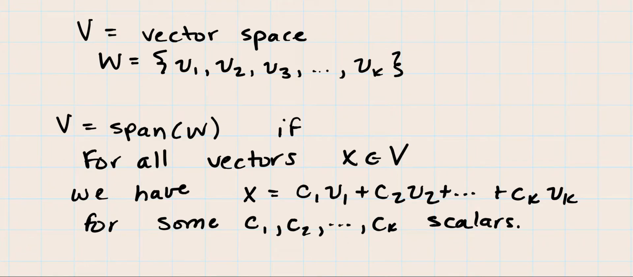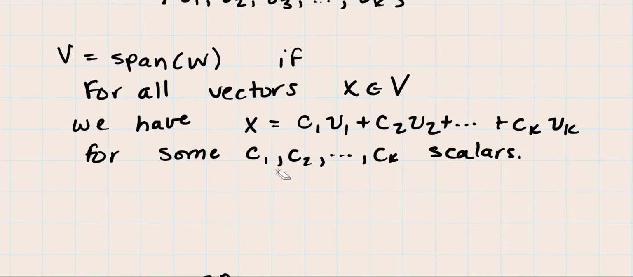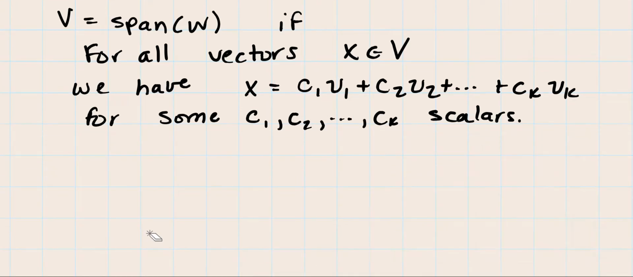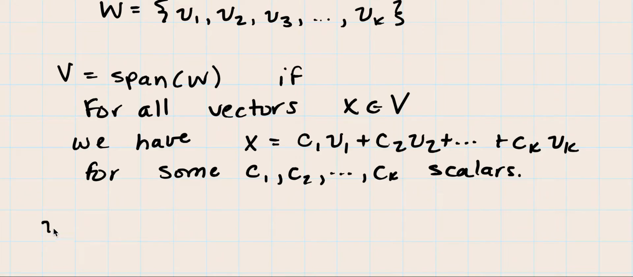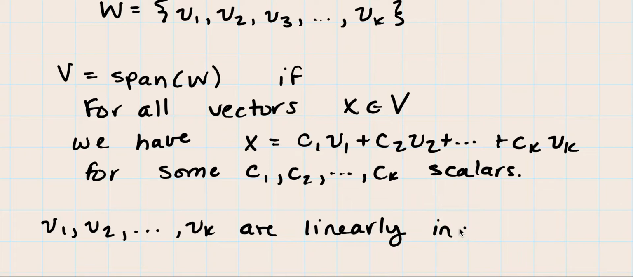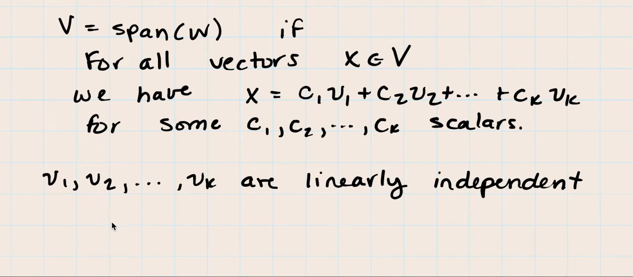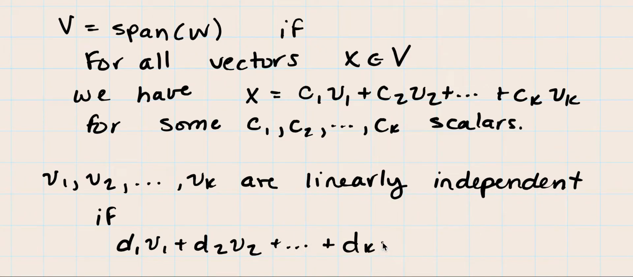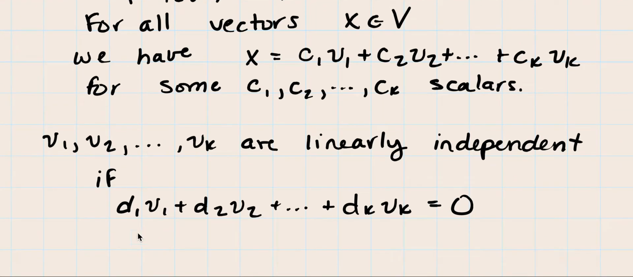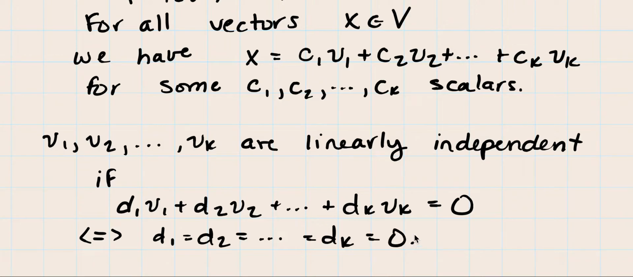We said that the vectors in W are linearly independent. So V1, V2, all the way to VK are linearly independent if there exist D1, D2, all the way to DK such that D1V1 plus D2V2 all the way to DKVK is equal to 0 if and only if D1 is equal to D2, which is equal to DK, is equal to 0. So we can't write any of these vectors in W as a linear combination of the other vectors in W.